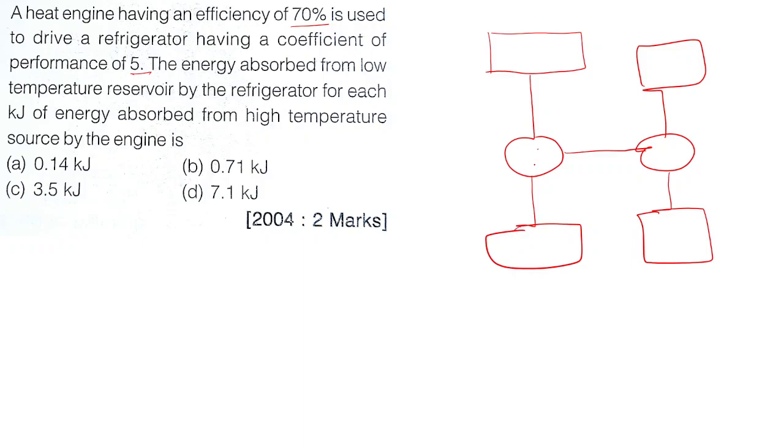Let's suppose this is the engine and this is the refrigerator. The engine will produce work first. Here it is the higher temperature, this is the lower temperature, and this is the lower temperature, this is the higher temperature. So here heat will flow this way and here it will flow this way.